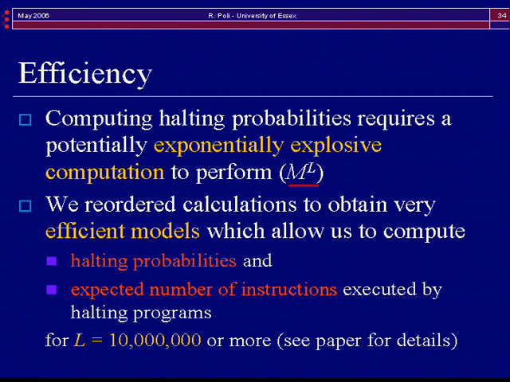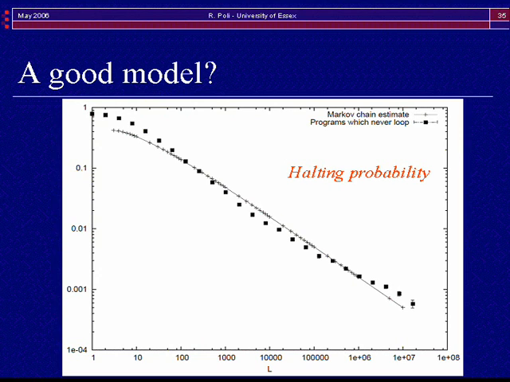So we can calculate both the halting probabilities and, very interestingly, the expected number of instructions executed by programs that are going to halt before they halt for very, very large programs. And we can do that essentially in a couple of minutes with the C implementation of our code. The slide shows that the squares, the dark dots there, they represent the experimental data for programs that go from around a few instructions to several million instructions, in fact 16 million. And there you can also see the Markov chain estimate, which is shown by this line here, and you can see how close the fit is.